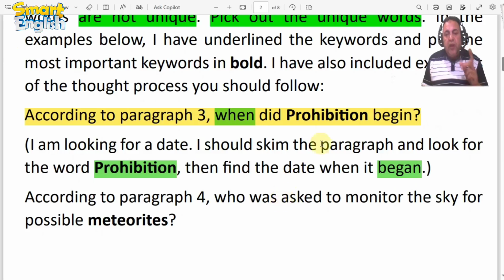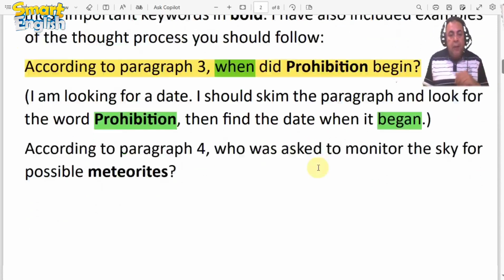So the three very important words in this question are the WH word, when, because it's asking me about the time. Then move to the noun prohibition, okay? Because it is a unique word. Then start to focus on the verb because he was asking you when did it begin. So he is asking you about the time that the prohibition begins, okay?